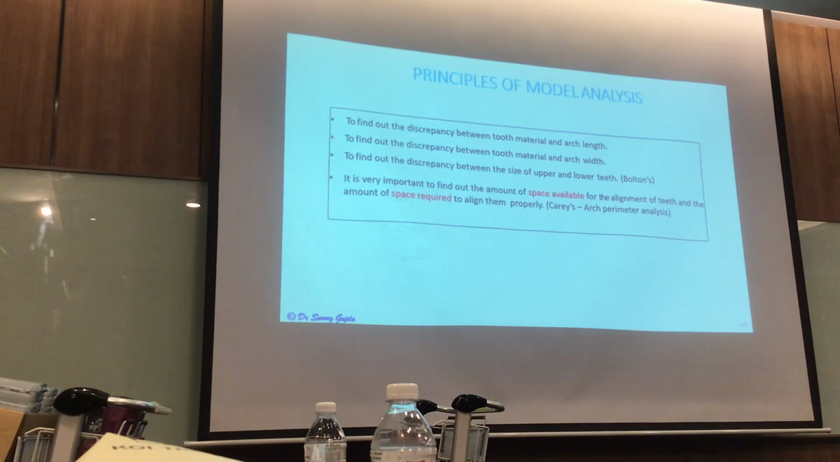And for upper and lower tooth material to occlude with each other with a good ratio, we have another landmark, which is the Bolton's discrepancy or Bolton's ratio. So far clear? So one is comparing the arch with the same tooth, whereas another is comparing upper tooth with lower tooth.